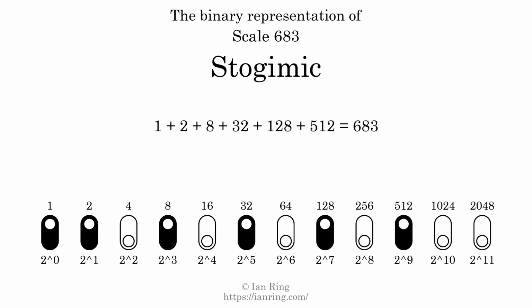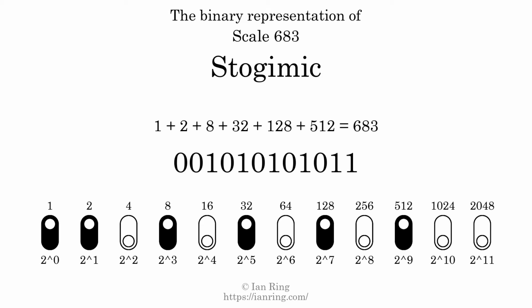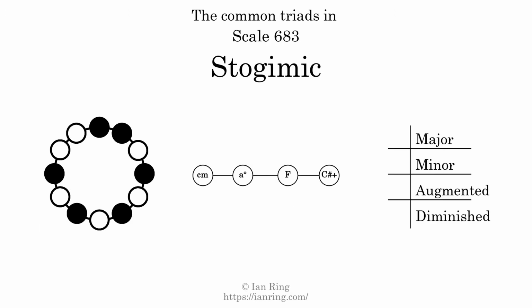The scale number not only enumerates the scale with a unique index, but it also literally describes the tonal content of the scale. Represented as a binary number in base 2, the scale number is 001010101011. Here are the common triads present in this scale.